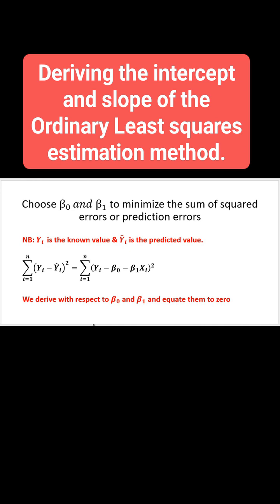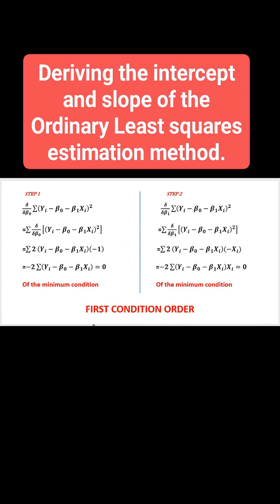So it's sigma of yi minus y cap i all squared, which is equal to sigma of yi minus beta 0 minus beta 1 xi all squared, right? So we derive specifically with respect to beta 0 and beta 1, and then equate them to 0, right?